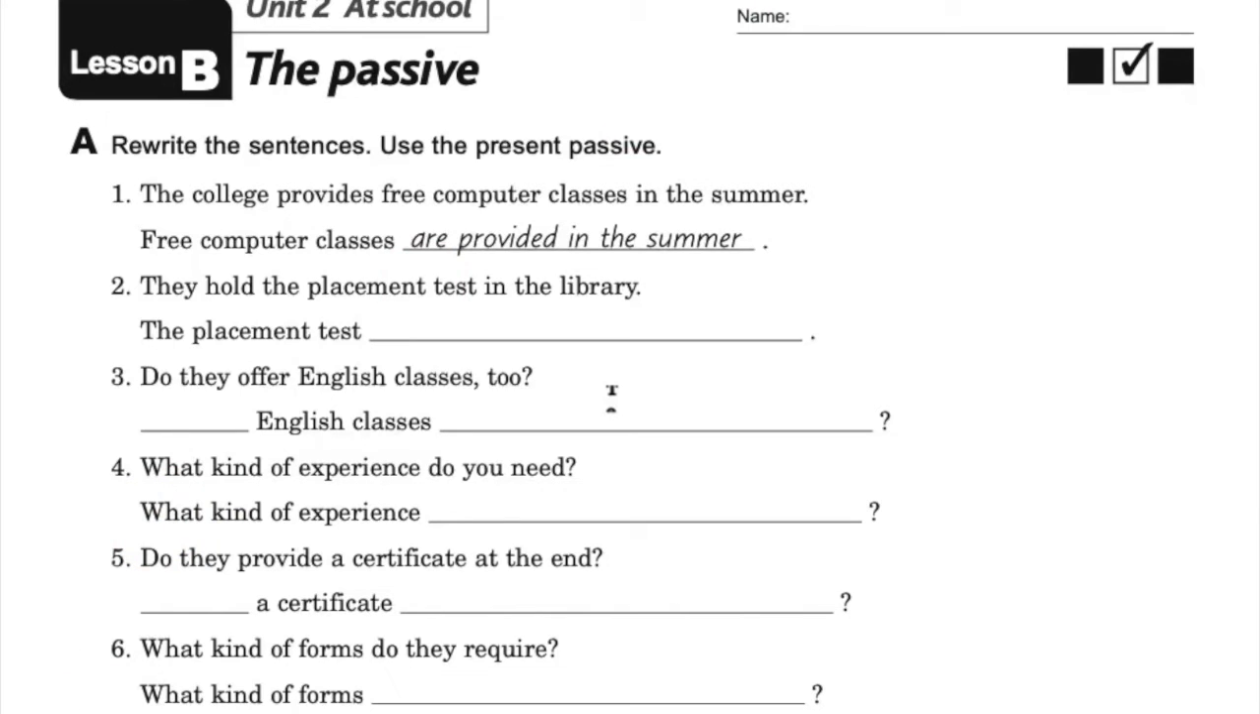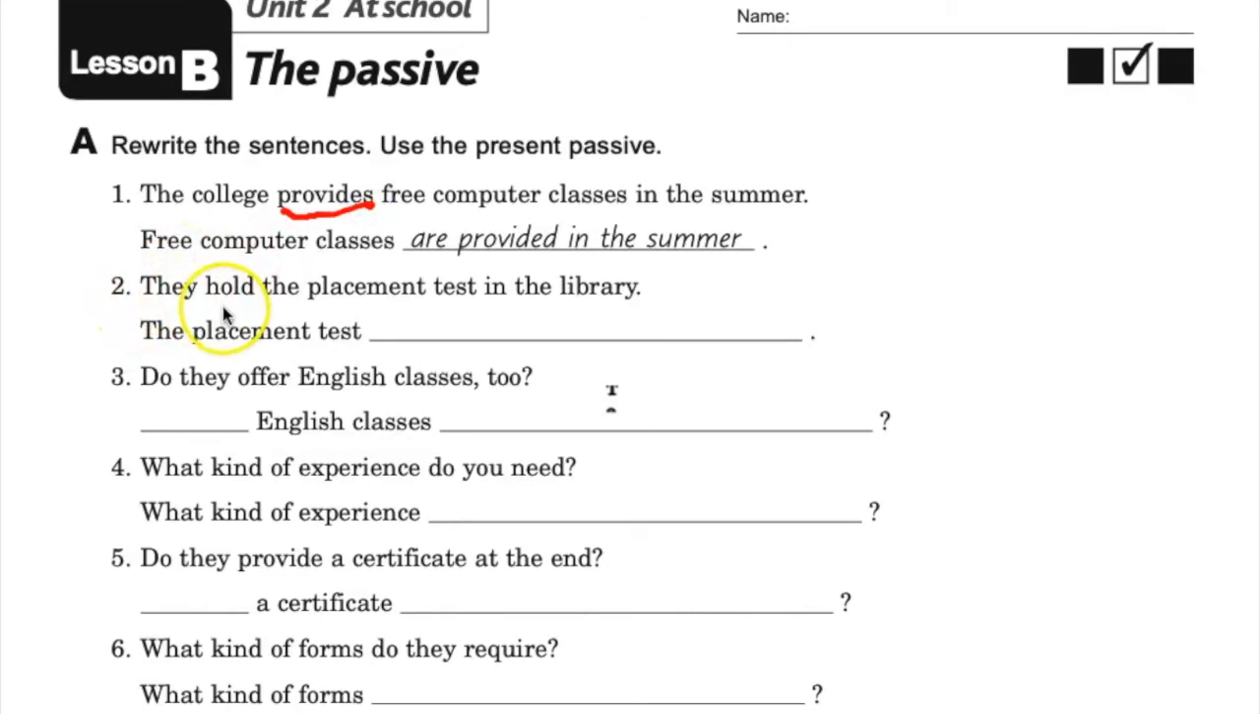Hi students, today we're going to be practicing the passive voice. We're going to turn sentences that are active into passive tense. So remember, the passive is to be plus the past participle. So let's look for the verb in each of the sentences to start out. The college provides free computer classes in the summer. The verb would be here, provides.